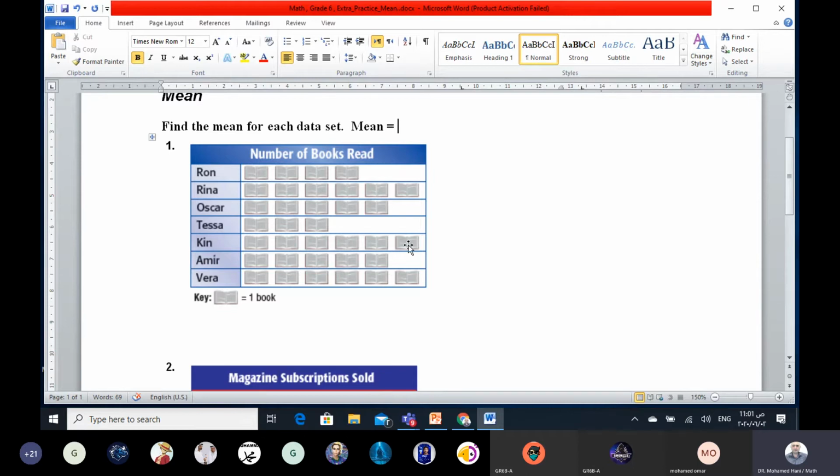We have, this is the data. Count how many books do you have inside the data? 30. Here we have 4, and here we have 6.